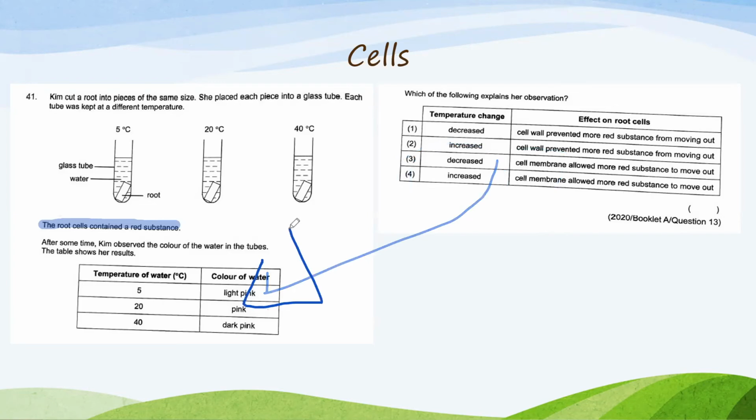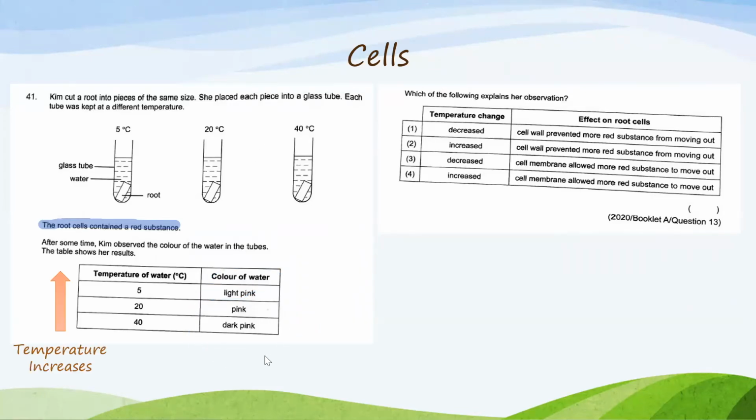So we just need to take a look at the temperature change. Now let's go back to this table. The temperature is low, the color is also light. But as the temperature gets higher, the color of the water becomes darker. So what can we deduce? When the temperature increases, the color of the water becomes darker. That is the relationship. If they're asking you for the relationship between the temperature of the water and the color of the water, you can say when the temperature increases, the color of the water becomes darker.